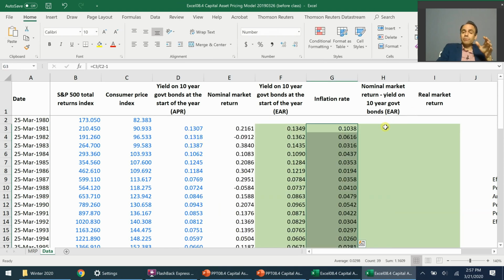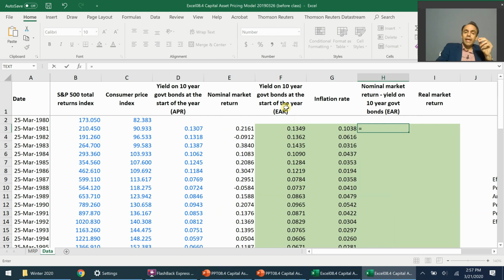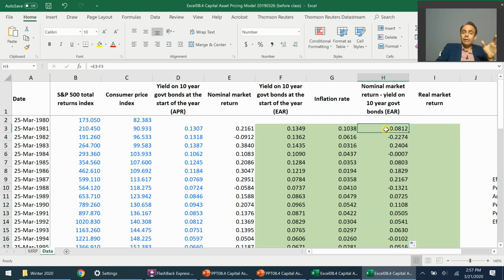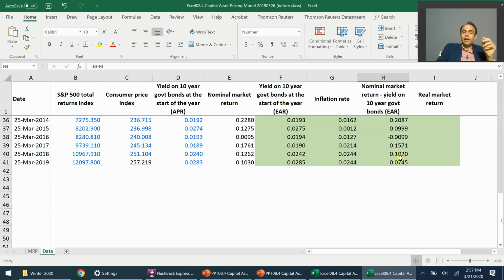Now let's do the difference between nominal market returns and the yield on the government bonds. So that is going to be the gap between cell E3 and F3. That tells me that in the year ending March 1981, the market return was 8.12% higher than the yield on 10-year government bonds at the start of the year. Looking at more recent data, in March 2019, for the 12-month period, the market return was 7.45% above the yield on government bonds. So I'm going to pause there a moment.